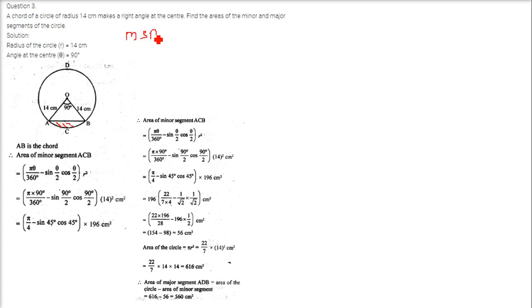This we'll use directly. The minor segment area, let me denote it as mi for minor, will be equal to theta by 360 into pi. So theta is 90 degrees here. So 90 by 360 into pi minus sine theta by 2 cos theta by 2. Sine theta by 2, that is sine 90 by 2, that is sine 45. Sine 45 is 1 by root 2, and cos 90 by 2, cos 45, is also 1 by root 2. And then we have r square, 14 square.